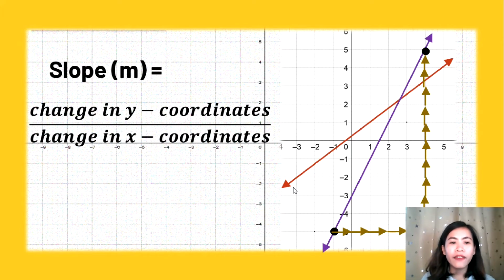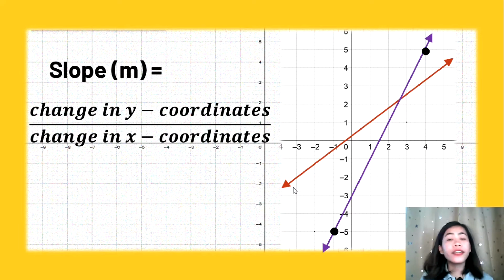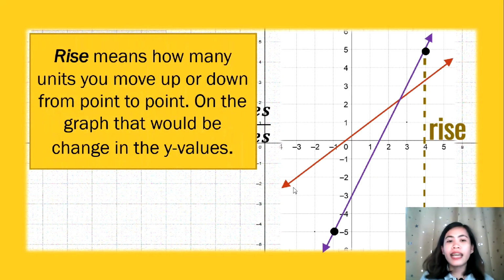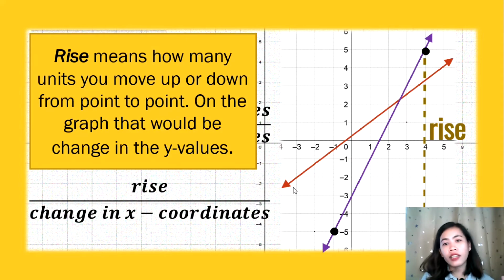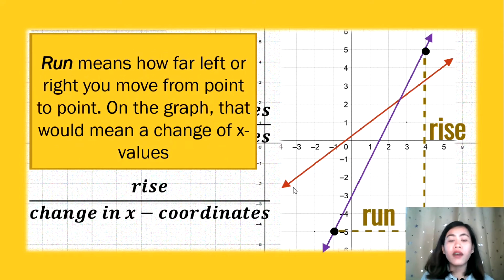So again, sa numerator natin, we have the change in y coordinates over change in x coordinates. And other terms, para sa ating change in y coordinates, we have rise. Rise means how many units you move up or down from point to point. And for our horizontal change naman, we have run. It means how far left or right you move from point to point.